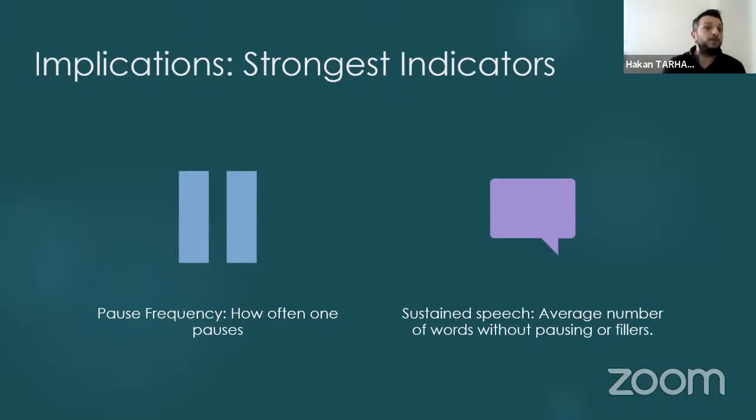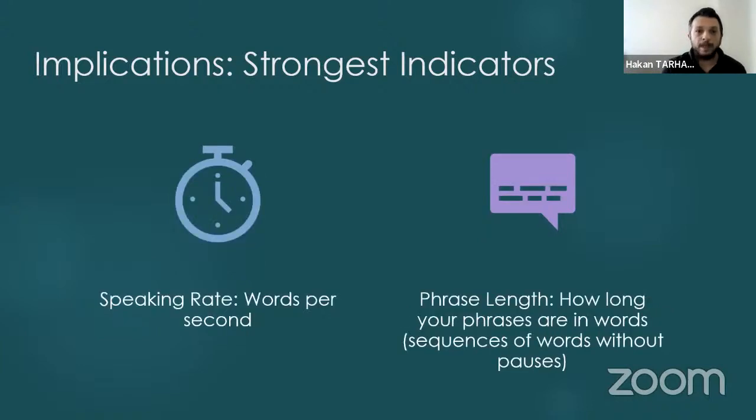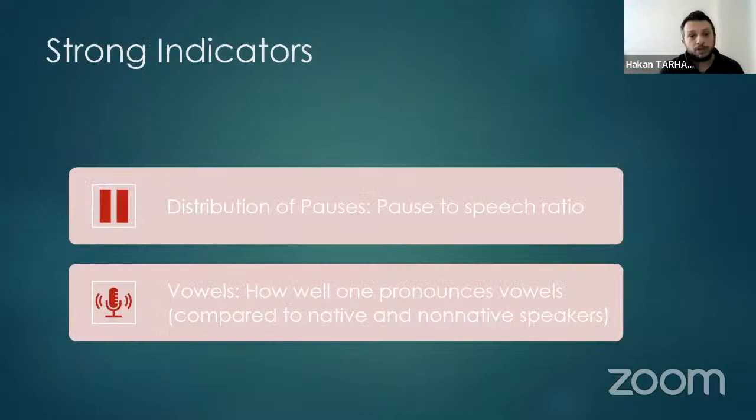Now, remembering some of the strongest indicators, pause frequency was about how often one pauses in speech. Sustained speech was about the average number of words without any pause or fillers. Speaking rate was about words per second. Phrase length was about how long your phrases are in words. Distribution of pauses is about, again, pause to speech ratio. So how many pauses you have and how long your speech is. Vowels is about how well one pronounces vowels compared to native and non-native speakers.